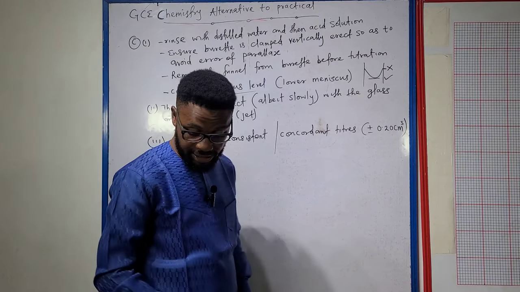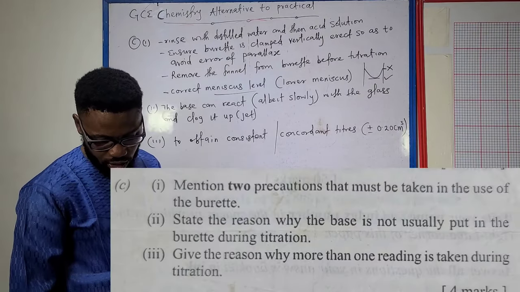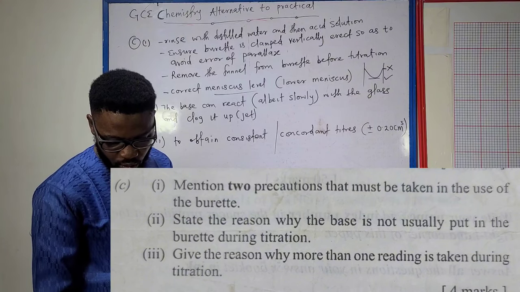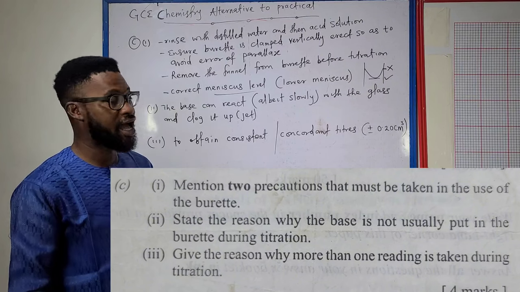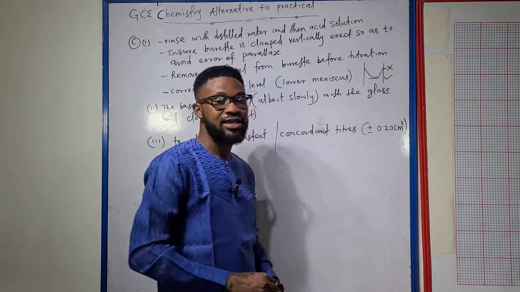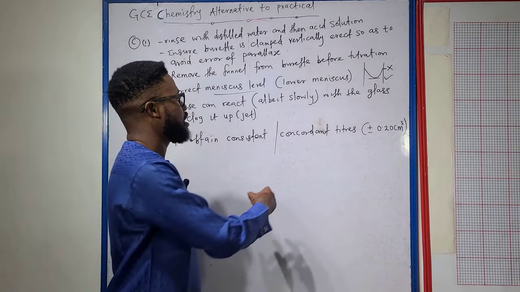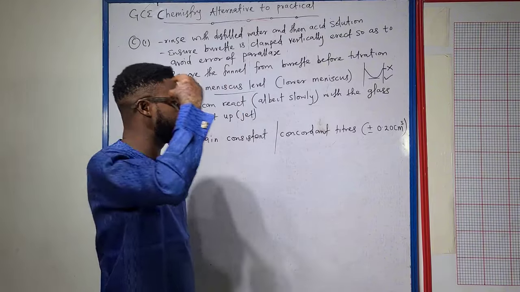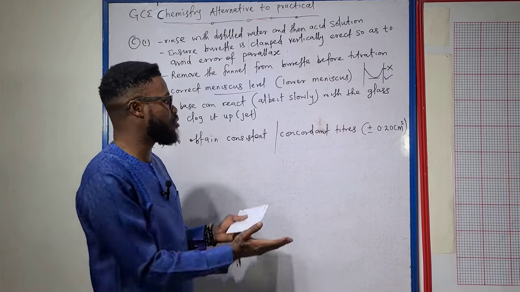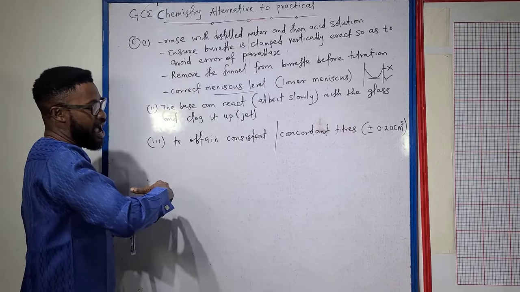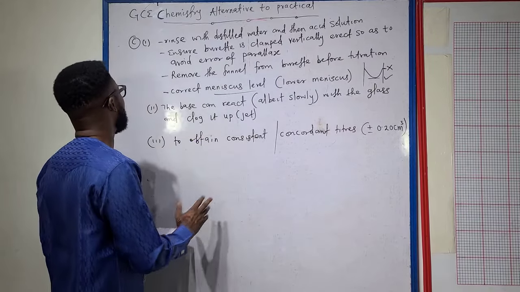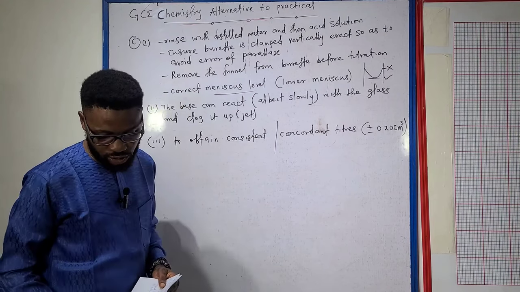Now to question C3, we're being asked another question, and it says, give the reason why more than one reading is taken during titration. Very simple, it is to obtain consistent or concordant titer value. And a consistent or concordant titer value is plus or minus 0.20 cm cubed, so that we get values that are actually consistent with what every other person has for that experiment. So that ends question C.